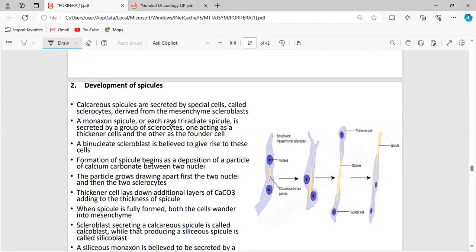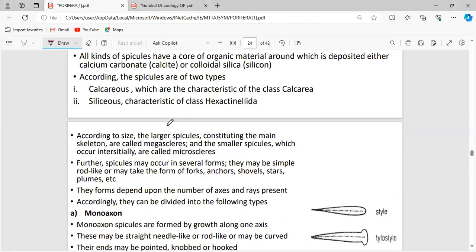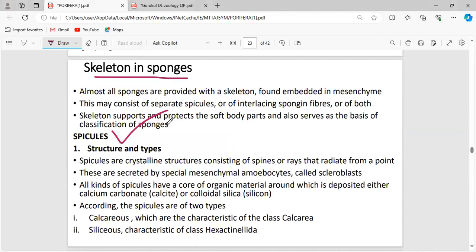Clear? Another thing is which cells give rise to the spicules, and which cells give rise to the spongin fibers? In yesterday's class I explained that. Answer this question: which cells give rise to spicules and which cells give rise to the spongin fibers? Quick, Anjaneyulu, answer this question.